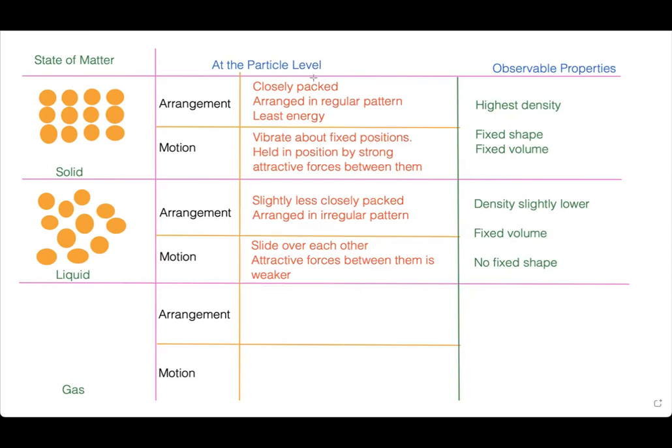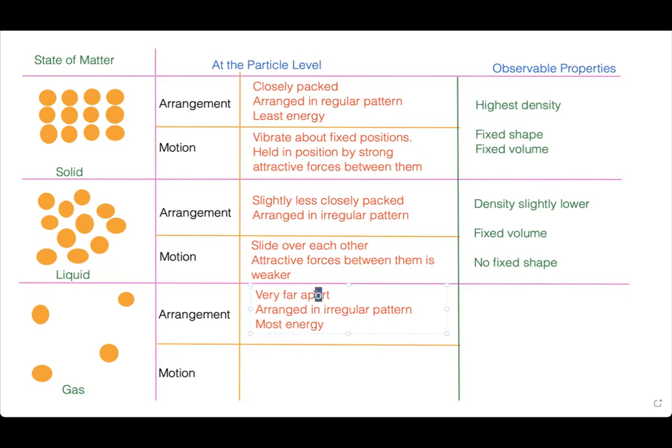Okay, let me draw the gas. Gas is very easy. They're all far, far apart. So for a gas, the particles are far apart. They are no longer closely packed. They are now very far apart, arranged in an irregular pattern. And it has the most energy among the three states.